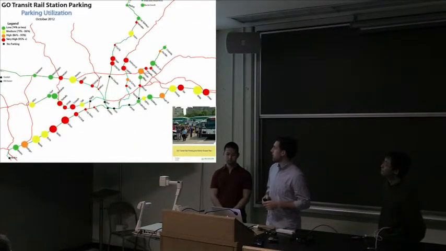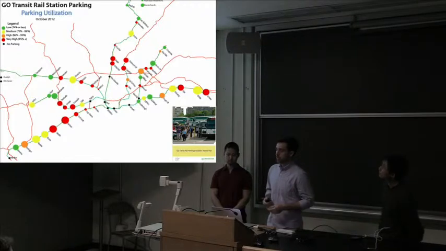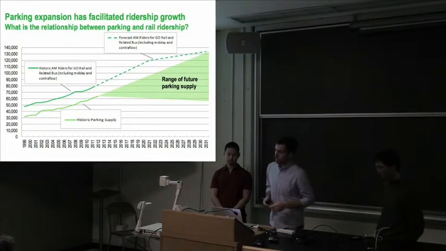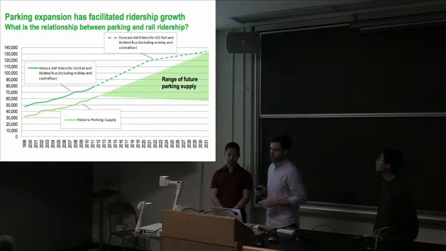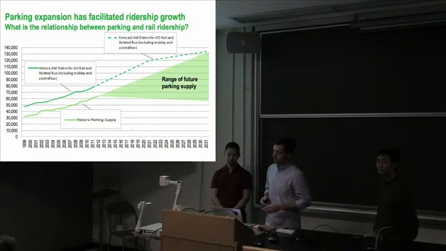Over half of their stations are at or approaching capacity. Those are the red circles. But you can see that not all of their stations are being fully utilized. They see this as a problem because historically for commuter rail operations, ridership has been closely followed by parking supply.